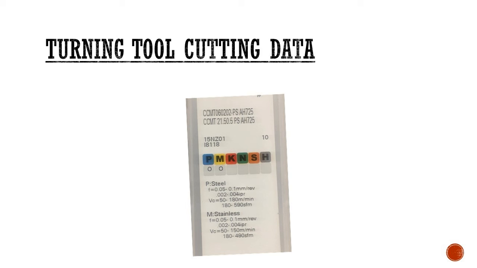Then there are some recommendations for the P and M groups of materials. P stands for steel and M stands for stainless steel. Now you can see some recommended ranges for F, which means feed, and VC, which means cutting speed. It is better that you take the middle value of the range as an initial try and adjust it according to your fixture, machine condition, vibration, and other things.